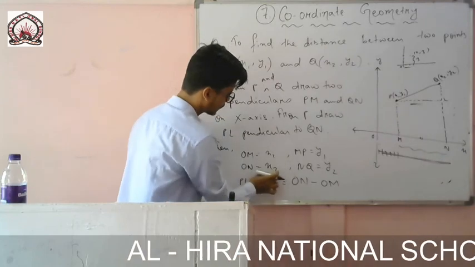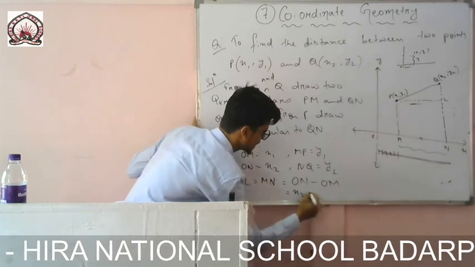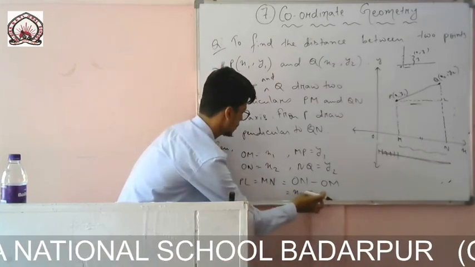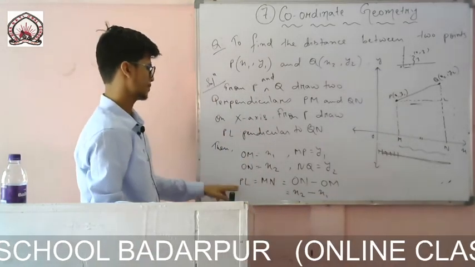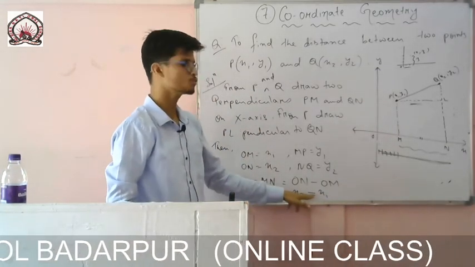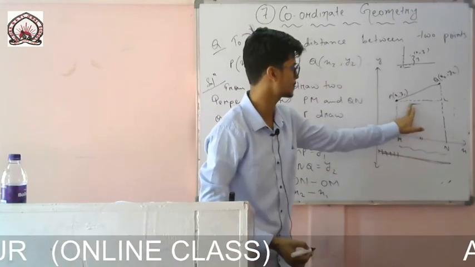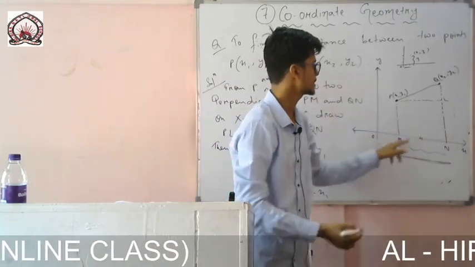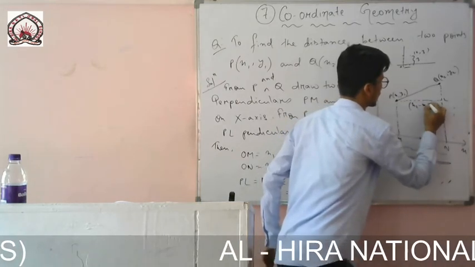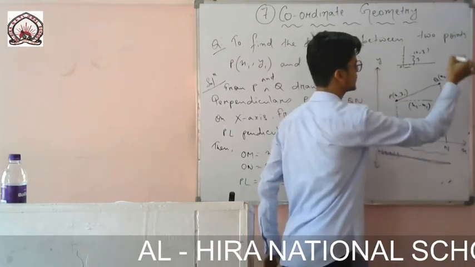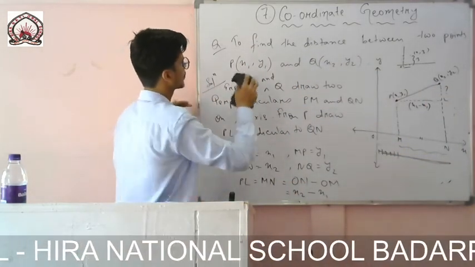Now I can write the value of ON. What is the value of ON? It is x2 minus, and what is the value of OM? It is x1. So PL is x2 minus x1. So the value of this one, PL, is x2 minus x1. So one side we have got. Now we have to find this side.